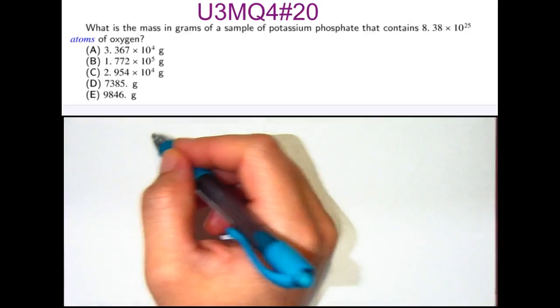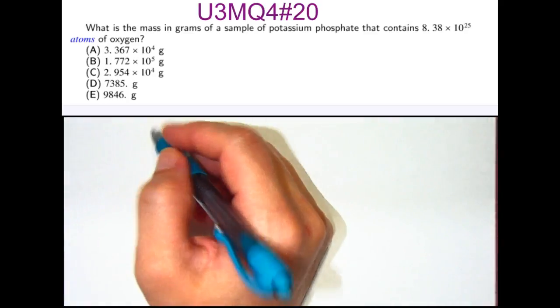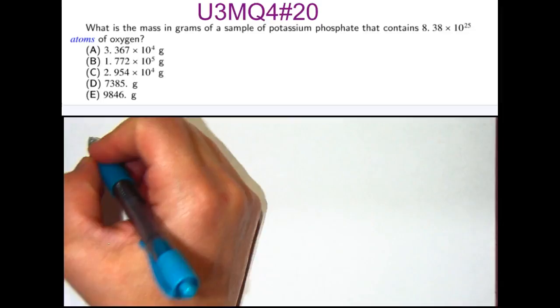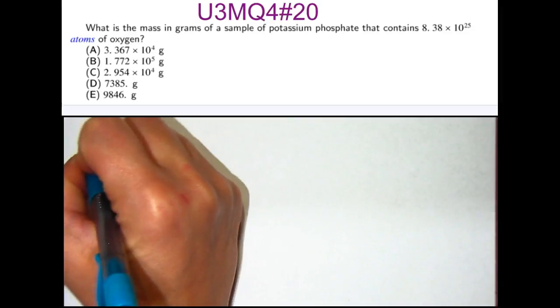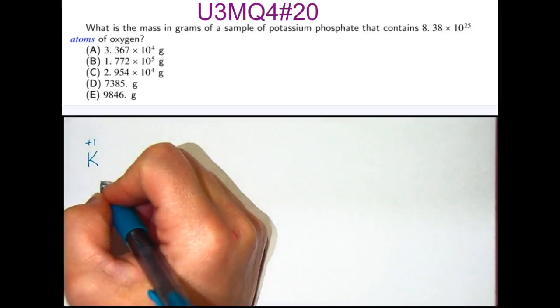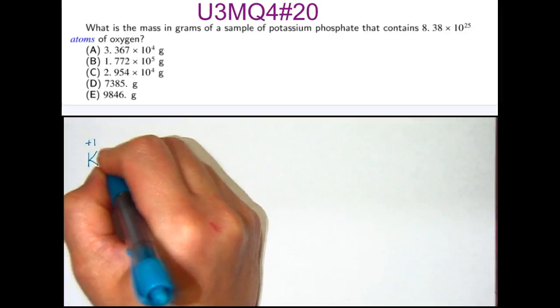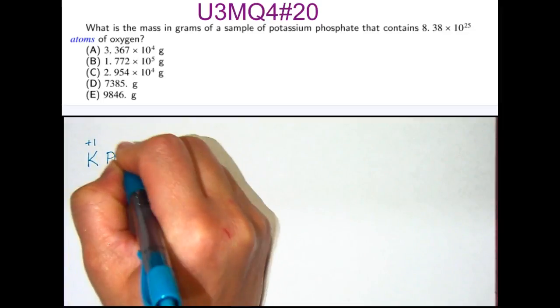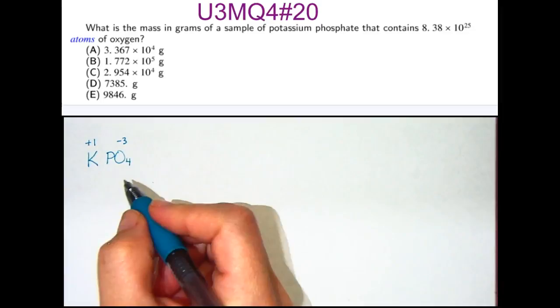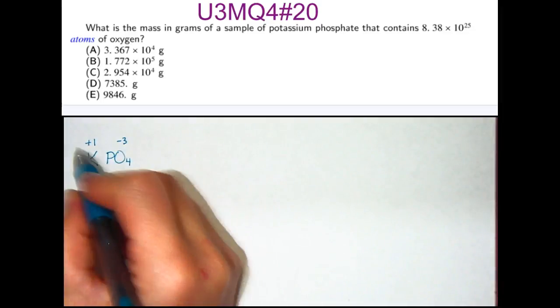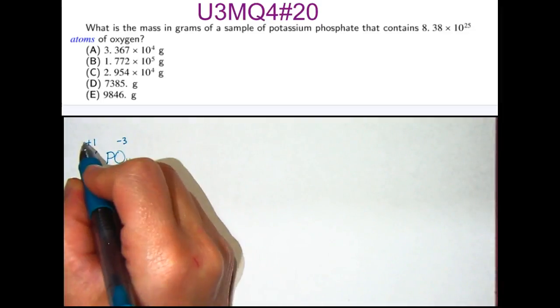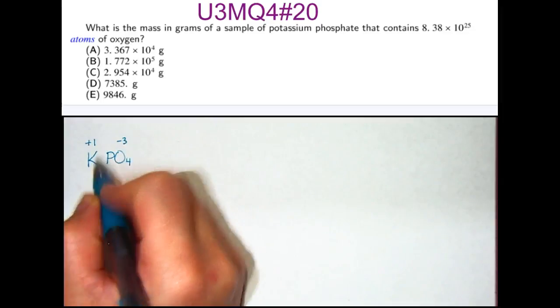What's the mass in grams of a sample of potassium phosphate? So let's translate that first. Potassium is K with a +1 charge, and phosphate is a polyatomic ion, PO4, with a -3 overall charge. We're going to have to switch or flip-flop these charges. This means there's 1 phosphate and 3 potassiums.